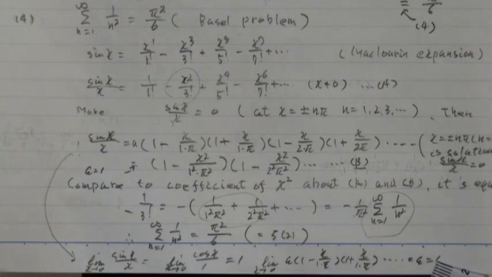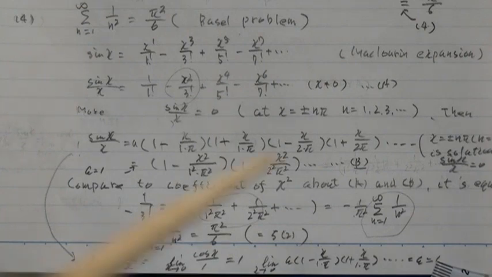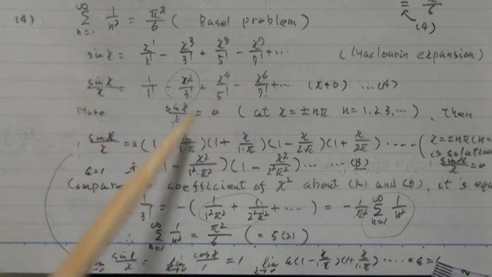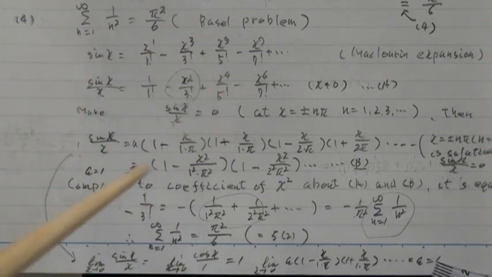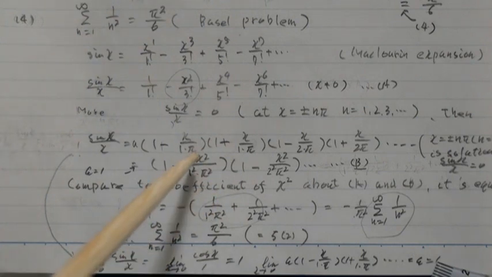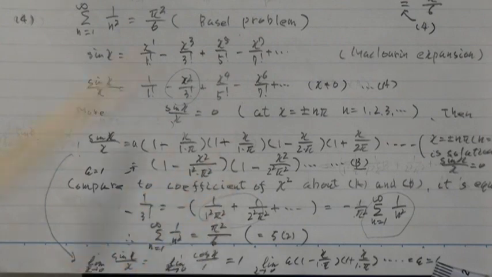Then compare the coefficient of x squared on both sides. On the left, the coefficient of x squared is minus 1 over 3 factorial. On the right, the coefficient of x squared is minus (1 over 1 squared pi squared plus 1 over 2 squared pi squared plus 1 over 3 squared pi squared plus and so on).